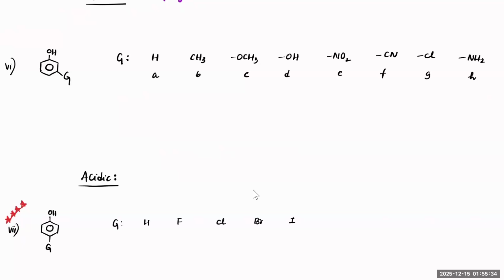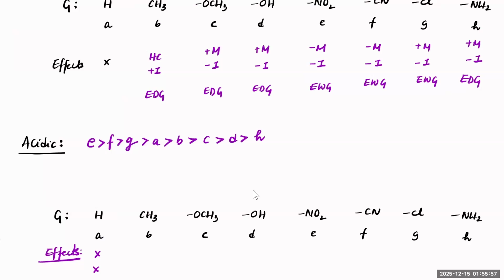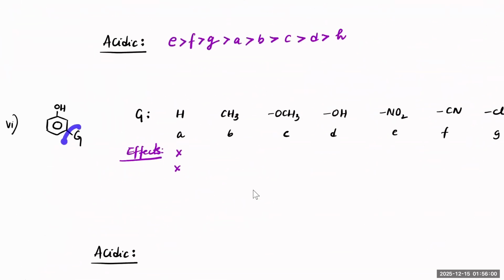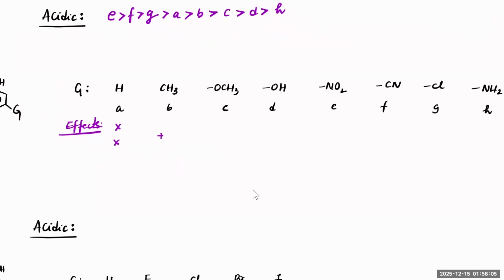Next, what if the same groups are present on the meta position? So in the case of meta position, let's analyze the effects they will give. Of course, this will not offer anything. B is offering hyperconjugation and plus I. Sorry, no hyperconjugation, my mistake. Because this time, in the case of CH3, it is at meta position. At meta position, you will not get hyperconjugation, only the inductive effect. So only plus I here, and minus I, minus I, minus I, minus I, minus I, and minus I.